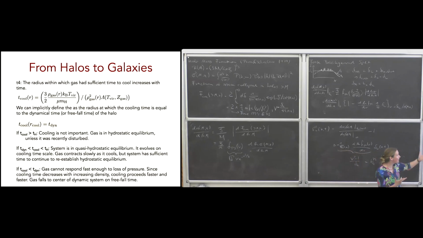When we think about how this cooling radius moves outward over time and where this is efficient, we can look at a few different important regimes. In particular, if our cooling time is larger than the Hubble time, obviously cooling is not important. If the dynamical time is less than the cooling time and less than the Hubble time, we're in quasi-static equilibrium. That means our gas will contract slowly as it cools, but the system has sufficient time to continue to reestablish hydrostatic equilibrium. So this is a fairly slow and steady process.